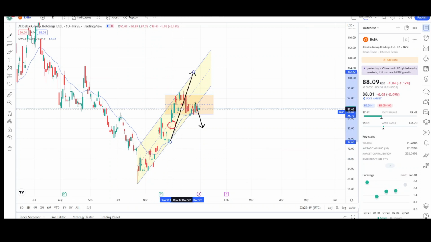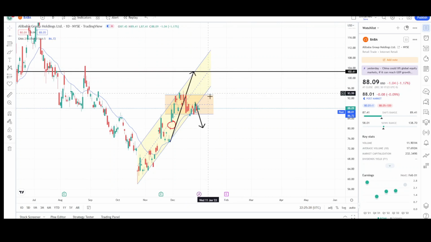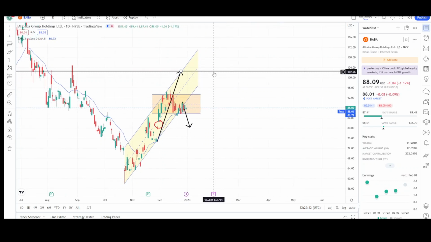So I still believe this measure move target will be hit in the future, maybe sometime in January, depending how much longer we're still trading sideways. If we're trading sideways, then the time increases to reach these targets. So I'm still looking for that $100 target, $102 target. I think that breakout would be a fake breakout.